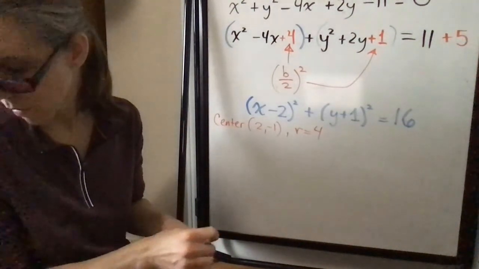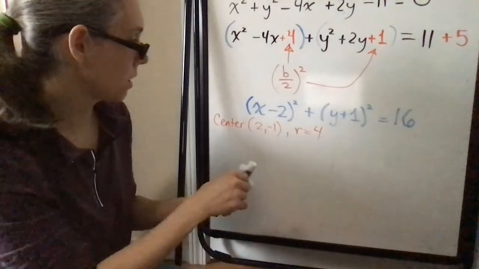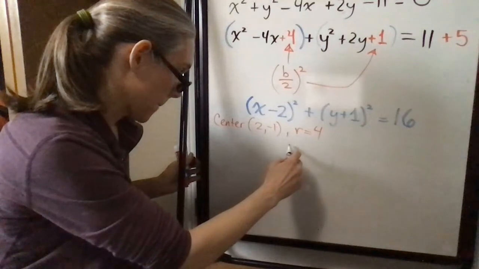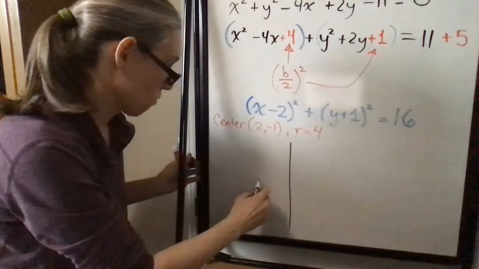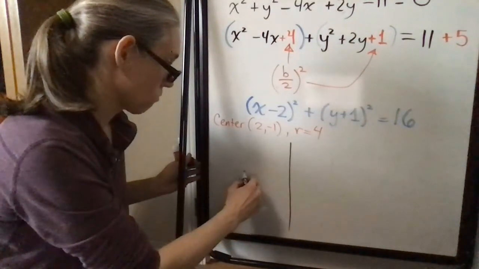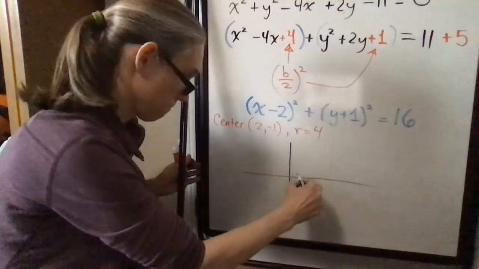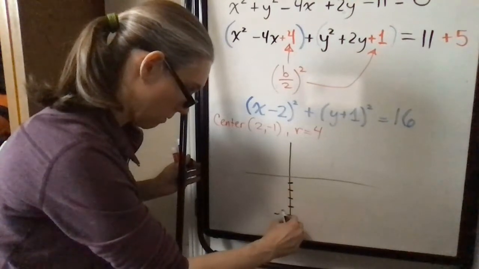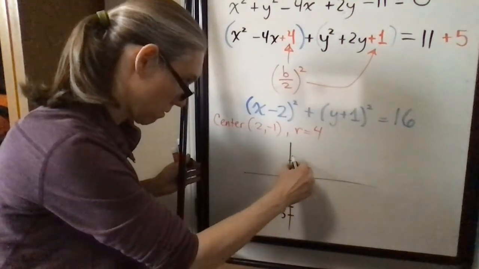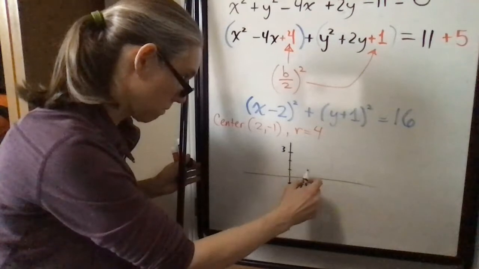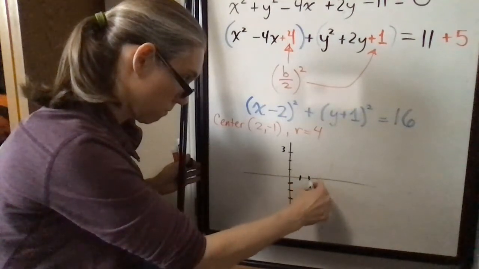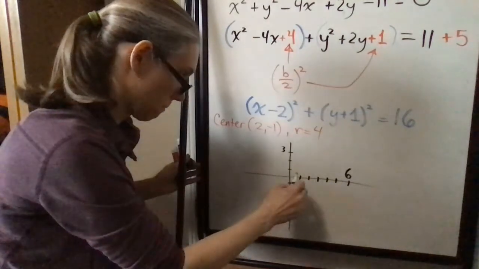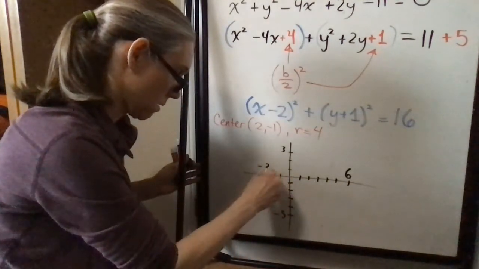So then what you do is you put a little XY chart for yourself. Use graph paper. Here's negative 5. Here's positive 3. Here's positive 6. Here is negative 2.